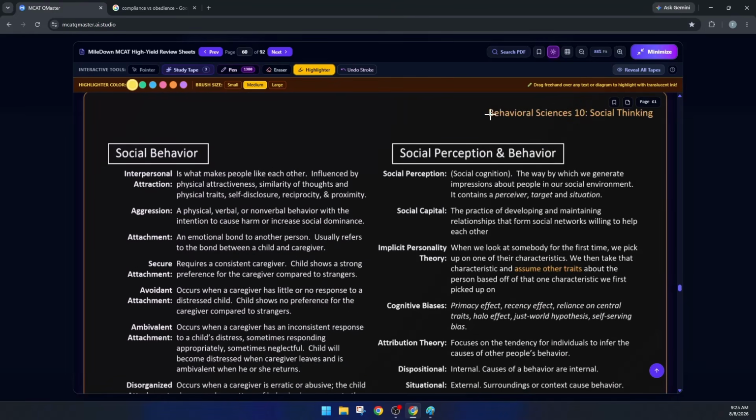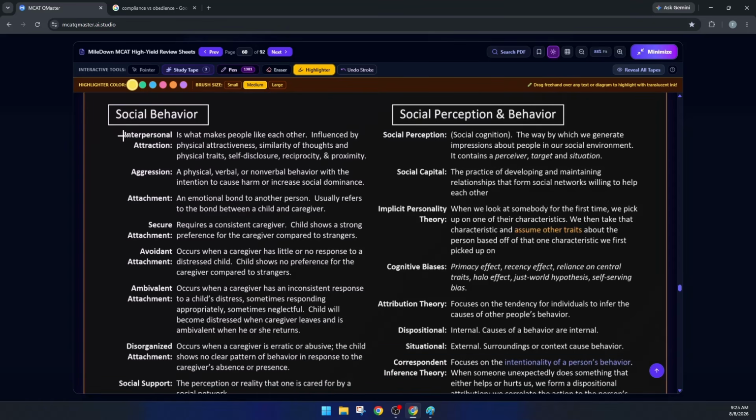All right. So now we're on social thinking. How do people behave and socially think in group settings? Social behavior includes interpersonal attraction. What is that? It's what makes people like each other. Everyone has interpersonal attraction to different people, influenced by physical attractiveness, the similarity of thoughts you have with someone, physical traits, self-disclosure, reciprocity, and proximity. Proximity is a big factor.